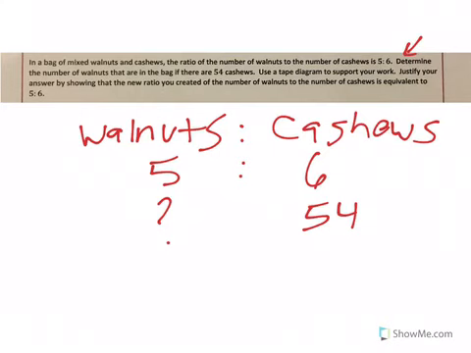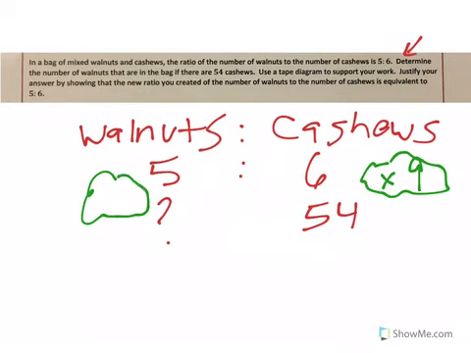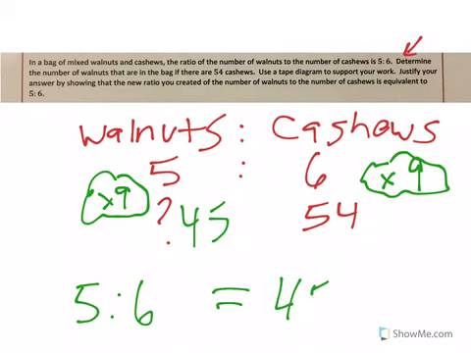Two possible ways we could do this. One, we could look at that magic number, right? 6 to get to 54, well, 54 divided by 6 is 9. Also, I know my math facts going the other way. 6 times 9 is 54, so my magic number would have to be 9. If I do that on one side, I've got to do it to the other number in the ratio. 5 times 9, I know is 45. So 5 to 6 is what they gave us as the ratio. That is equivalent to 45 to 54. So in the bag, there would be 45 walnuts and 54 cashews.